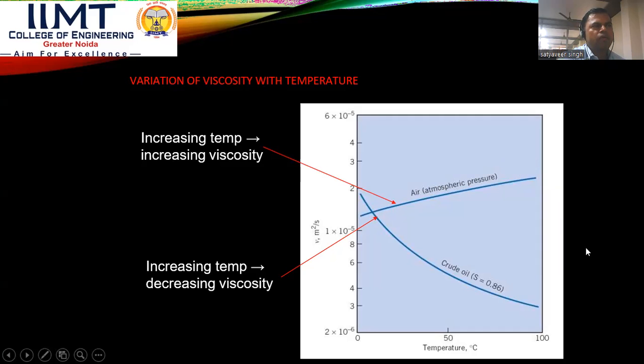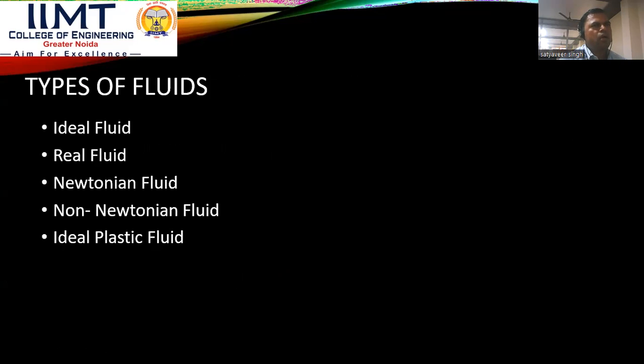So we have understood that in case of liquids, the viscosity decreases with an increase in temperature, but in case of gases, viscosity increases with an increase in temperature. So this is the basic difference in the two cases. Now we have to understand what the different fluids are, and how to learn the basic differences in these types of liquids.